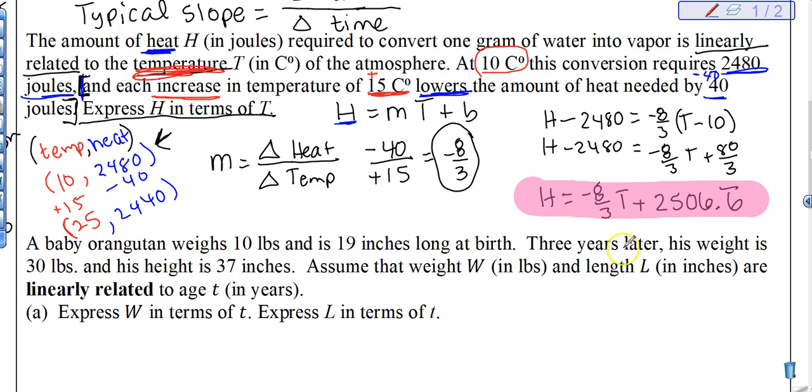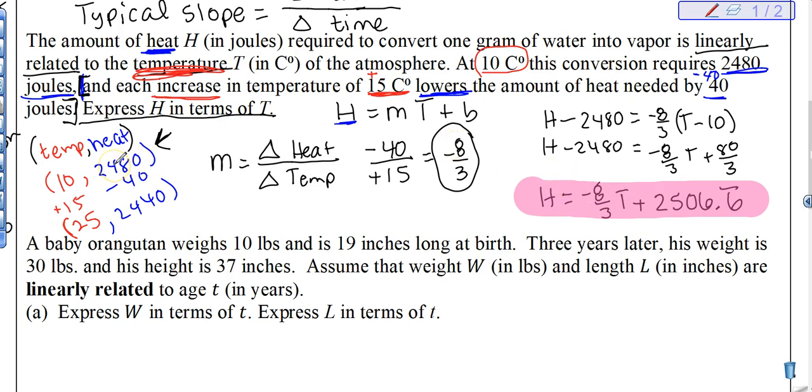So now I have created a situation where I can pick any temperature I want and plug it in, and it'll tell me how much heat is required. Or I can pick how much heat is required, and I can figure out what the temperature is. So it's really useful because now I can use it for whichever I want. Questions?